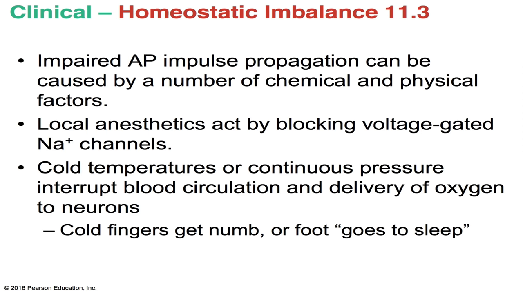Impaired action potential propagation can be caused by a number of chemical and physical factors. Local anesthetics that act by blocking voltage-gated sodium channels can be a cause. Also, cold temperatures or continuous pressure that interrupt blood circulation and the delivery of oxygen to neurons can cause that. This happens when your fingers are really cold and they get numb, or when your foot falls asleep when you're in a bad position. If you're squatting for a long period of time, that could happen as well. Or if you're just sitting for a very long period of time with your legs folded, you tend to see that. So this is it for the second part of Chapter 11, Part B.